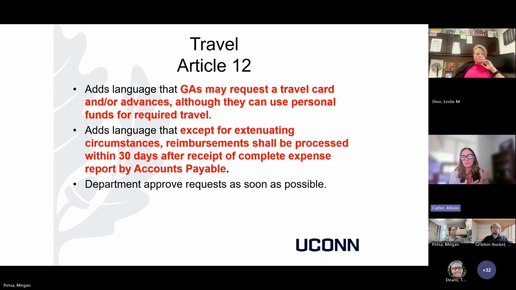We also put a little bit more language in there. They may request a travel card or advances, but they can still use their personal card. But I think we should all be mindful that they are students here too. They can't work full time at the university. They're not getting paid a lot, at the end of the day. So we should be taking steps to get their travel reimbursed as soon as possible.